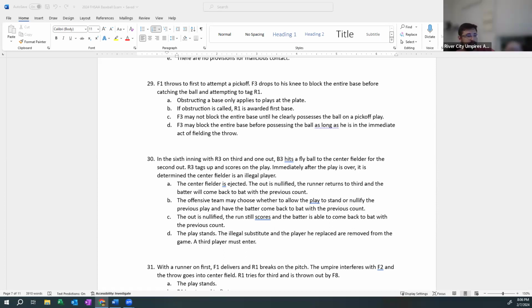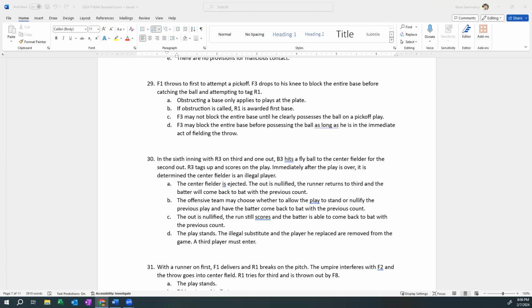Why wouldn't you call obstruction first if it happens first? No, that's a good question. I'm asking Steve. Steve, you're saying in your scenario, there is no situation where a train wreck play would ever happen. There's no such thing as a train wreck in high school baseball. You either have obstruction or interference if you have contact with a fielder who doesn't have the ball. There is nothing in between.